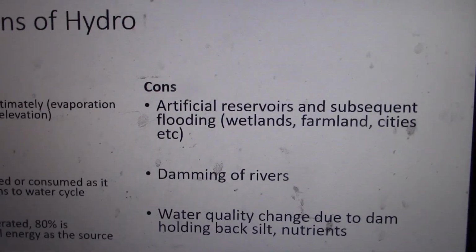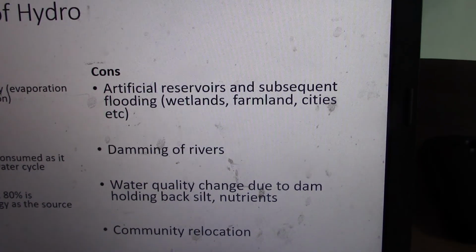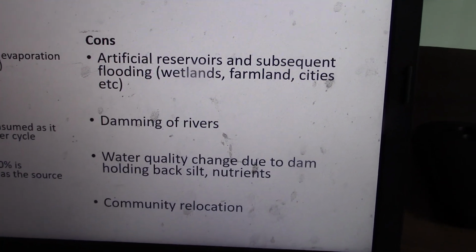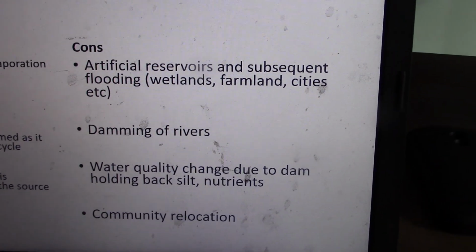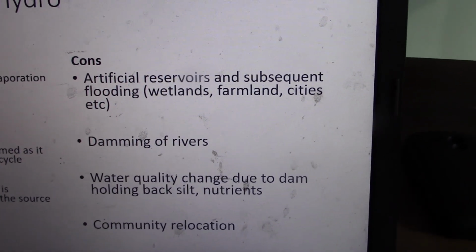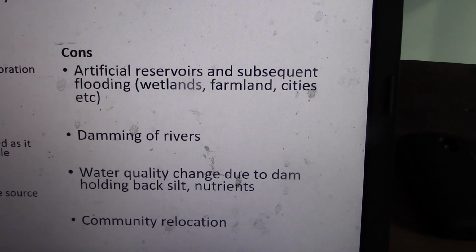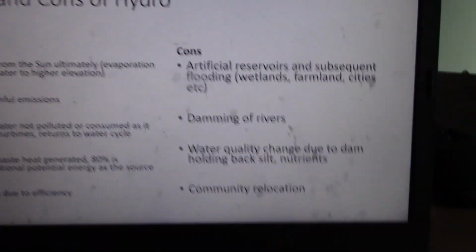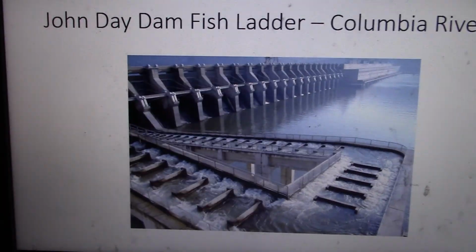But we're all very familiar with the cons, right? You're damming up a river, right? You're creating reservoirs, subsequent flooding. You change the natural flow of rivers, and we've kind of seen that with salmon runs and things like that. You totally change the environment, right? Rather than fast-flowing water, you have water quality change, yada, yada, yada. So anyway, that's something you can explore further if you want in your assignments at the end of this.